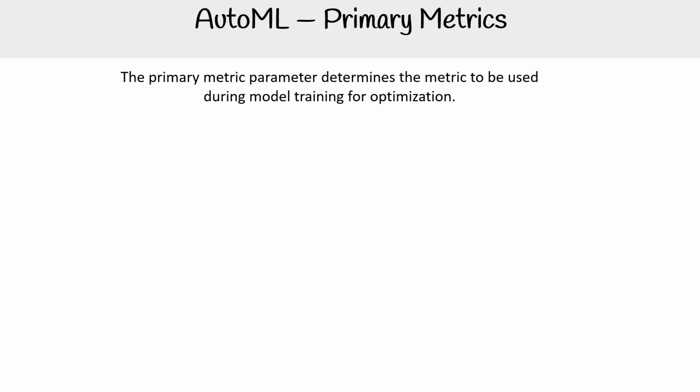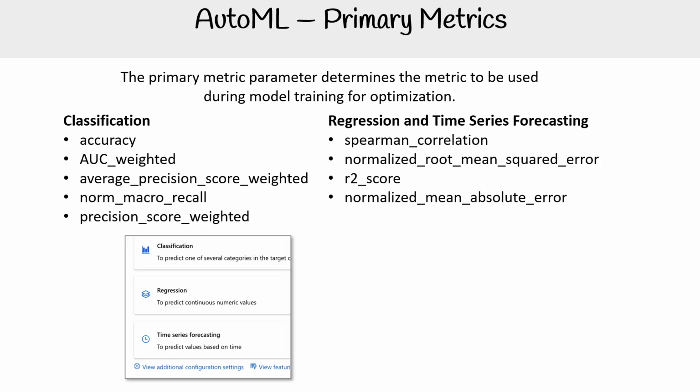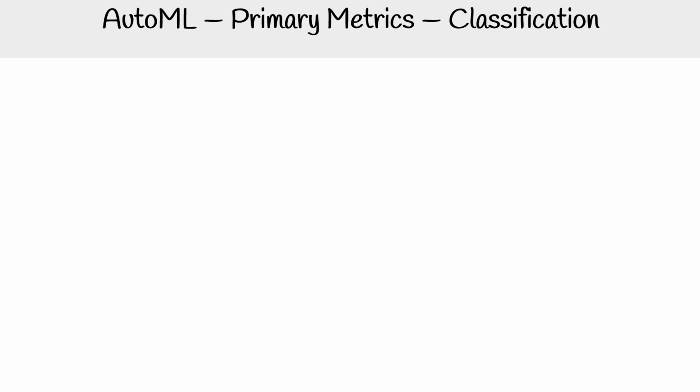So the primary metric is a parameter that determines the metric to be used during the model training for optimization. For classification, we have a few, and for regression and time series, we have a few. You'll have these task types, and underneath you'll choose the additional configuration, and that's where you can override the primary metric. It might just auto-detect it for you, so you don't have to, because it might sample some of your data set to just kind of guess. But you might have to override it yourself.